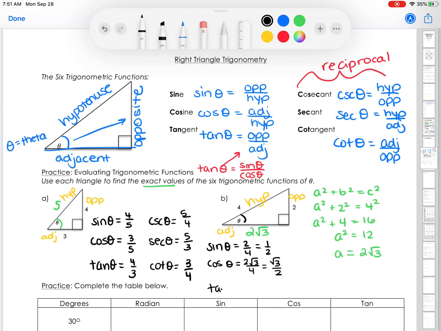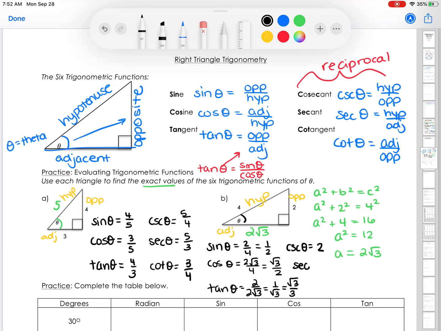And then we've got tangent. So that is 2 over 2 root 3. The 2's cancel, so I get 1 over root 3, but we should rationalize this. So I'll get root 3 over 3. All right, so now I want to find cosecant, secant, and cotangent. So cosecant of theta, I'm just going to find the reciprocal. So the reciprocal of 1/2 is 2.